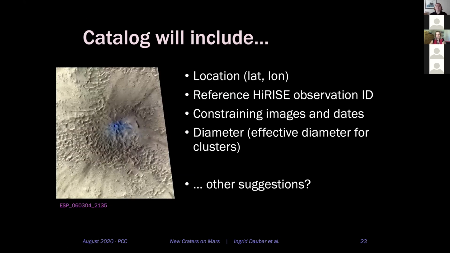So eventually this catalog is going to include the locations of all of these new impacts, information about the observations that we use to do the measurements, constraining images and dates, diameters and effective diameters for clusters, but we want this catalog to be useful to the whole community. So one of the reasons I really wanted to talk to this group specifically about this was, we're open to suggestions about what would be useful for you all, because we have seen so many cool projects come out of these new craters, and I think having the whole catalog out there hopefully will be useful to everyone. So stay tuned, that'll be coming out soon, and I'm open to questions.